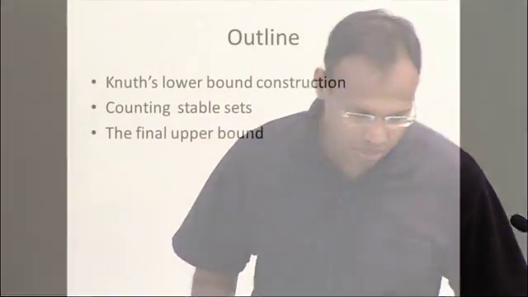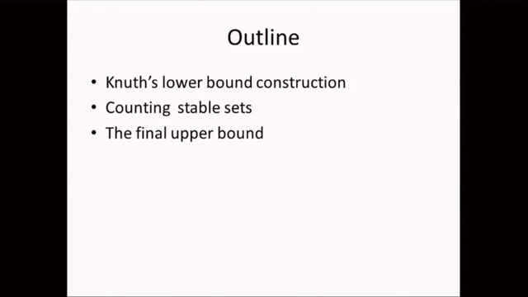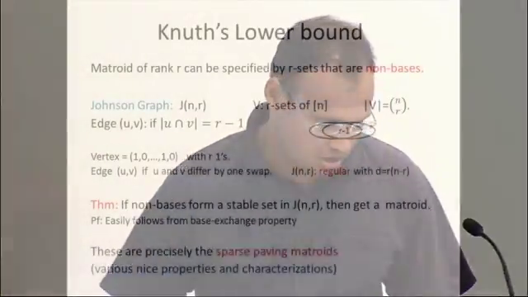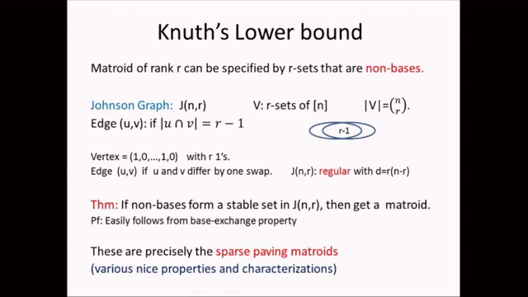Okay, so the outline of the talk will be roughly the following. First I'll tell you Knuth's lower bound construction and what these sparse paving matroids are. And then for a while I'll talk about some technology to count the number of stable sets in a graph, and then we'll see how this connects to matroids in the end.